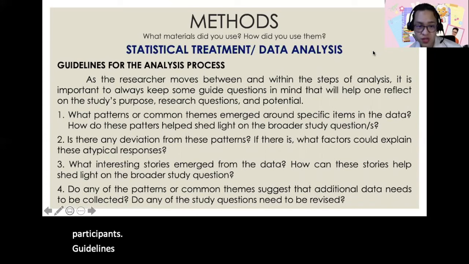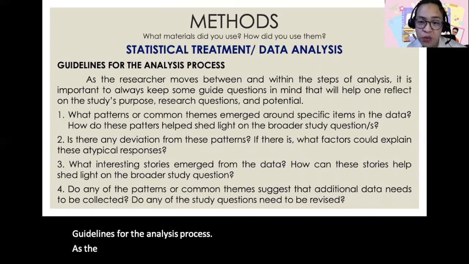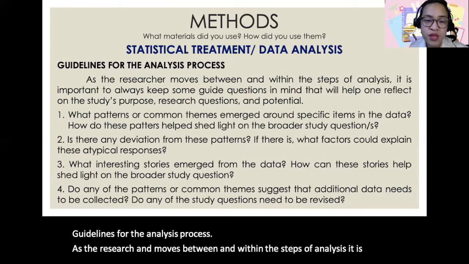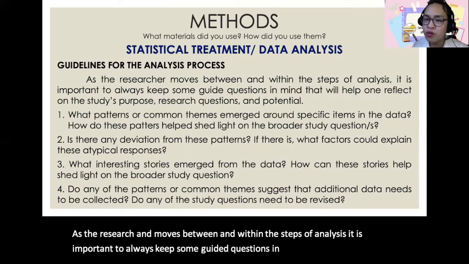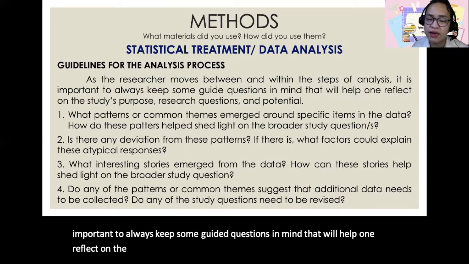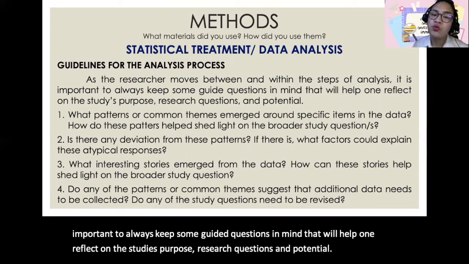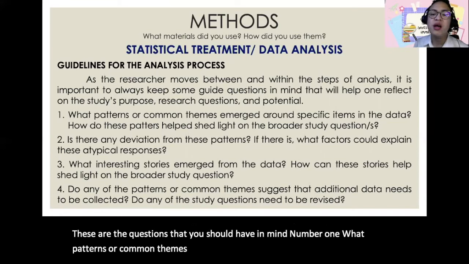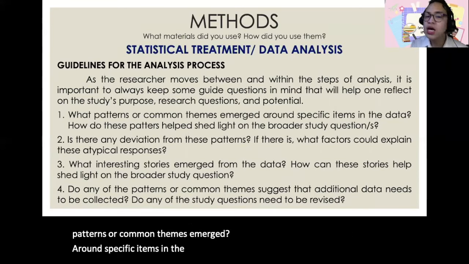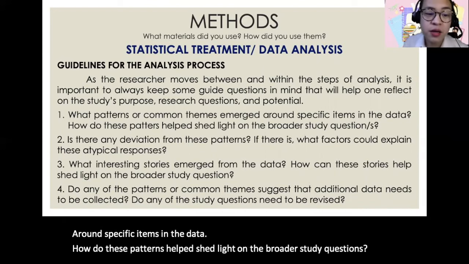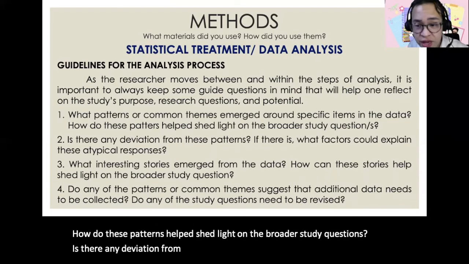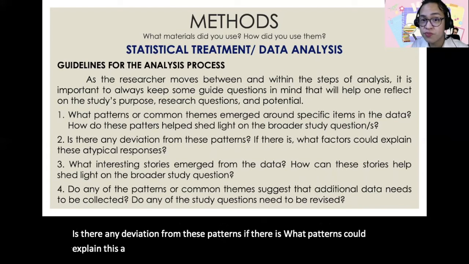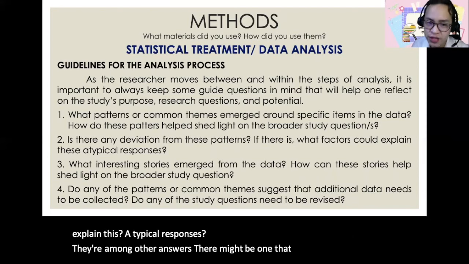Guidelines for the analysis process. As the researcher moves between and within the steps of analysis, it is important to always keep some guide questions in mind. That will help one reflect on the study's purpose, research questions, and potential. These are the questions that you should have in mind. Number one, what patterns or common themes emerged around specific items in the data? How do these patterns help shed light on the broader study questions? Is there any deviation from these patterns? If there is, what factors could explain these atypical responses? Among other answers, there might be one that is very much different.